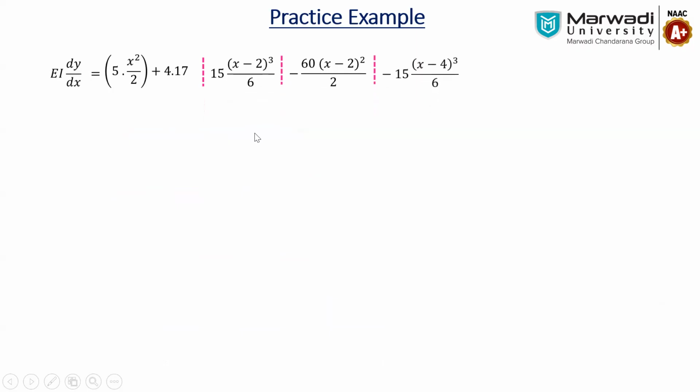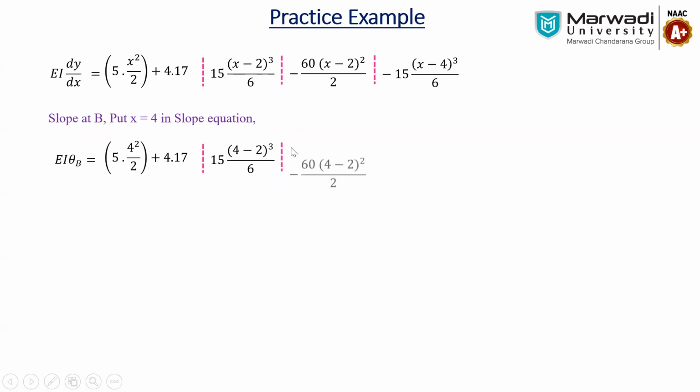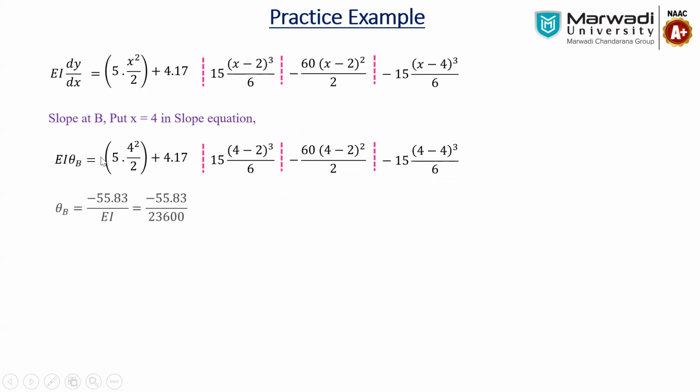Now we have to find out the slope at B. So we have to put x equal to 4 in this equation. And if you put this in, what do we get? You may do the detailed calculation and cross check your answer. And if you are not getting it, you may contact me anytime for how to do this long calculation in an easy way, which we will see personally.